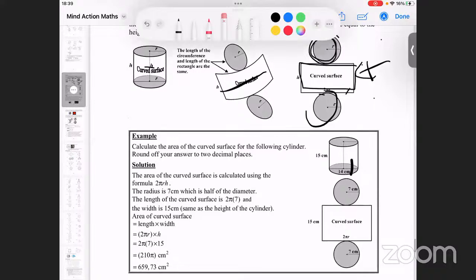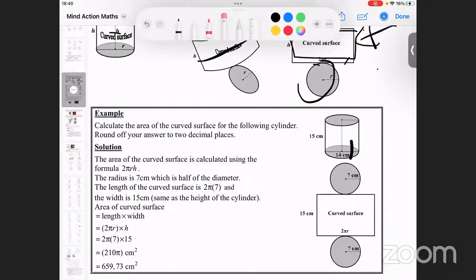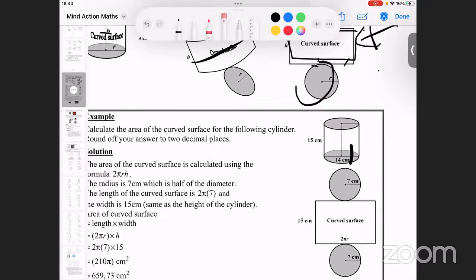Okay, cool, no problem. Now let's look at an example that we are given here. Calculate the area of the curved surface for the following cylinder. Round off your answer to 2 decimal places. So you have a height of 15 centimeters, and then you have a diameter of 14.